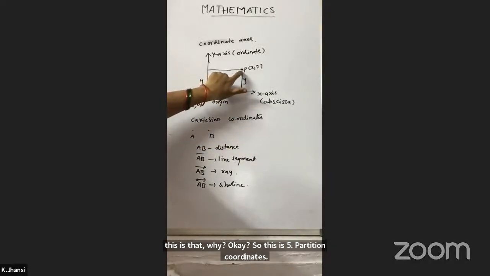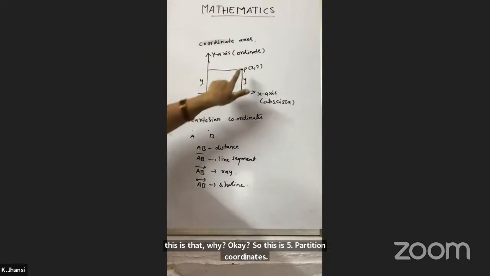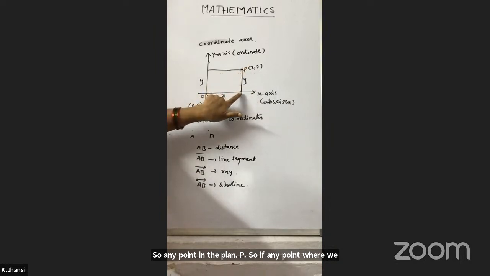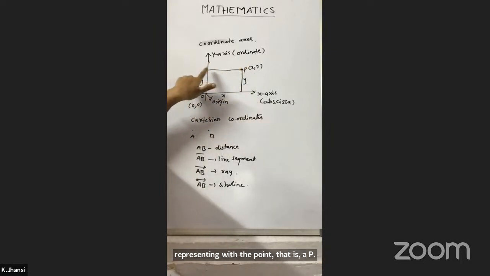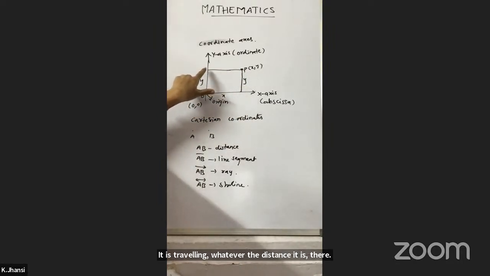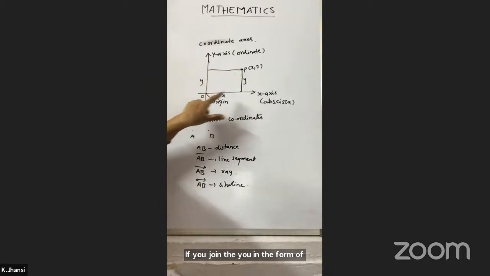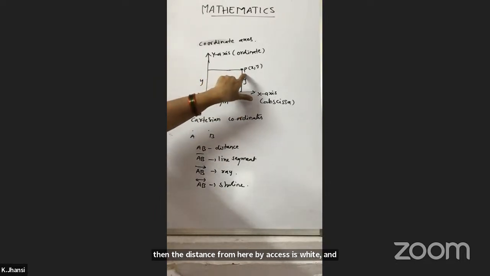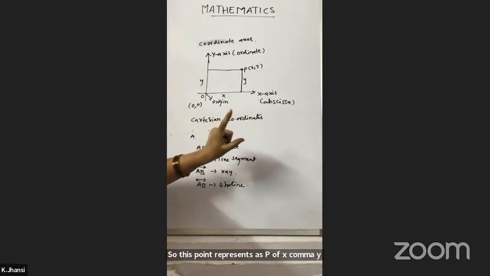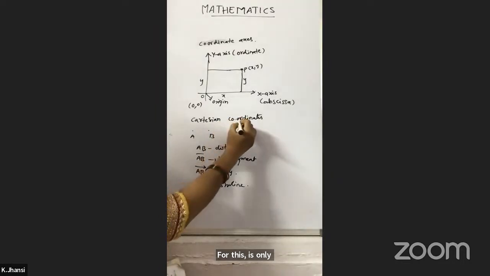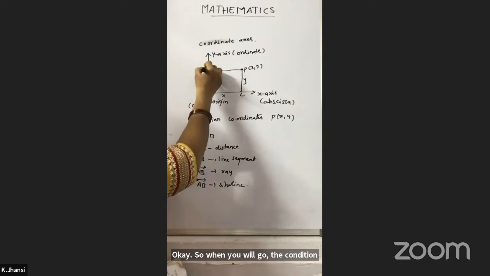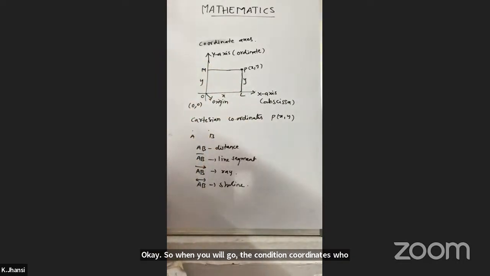So any point in the plane, we represent it with the point P. If we join it in the form of a rectangle, then the distance along the y-axis is y and along the x-axis is x. So this point is represented as P of x comma y. That is what is called Cartesian coordinates. Okay, so in Cartesian coordinates it is P of x comma y. You can take here L and M, many points on the x-axis and y-axis.